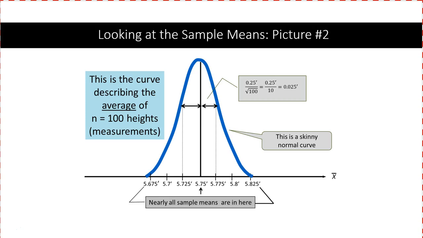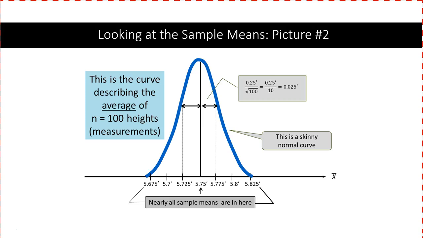So when we look at sample averages, we get a much narrower curve. The standard deviation of this curve is the population standard deviation, 0.25 feet, divided by the square root of the sample size, and we were using a sample size of 100. So we're looking at 0.25 divided by 10 as the standard deviation of the x-bar curve.